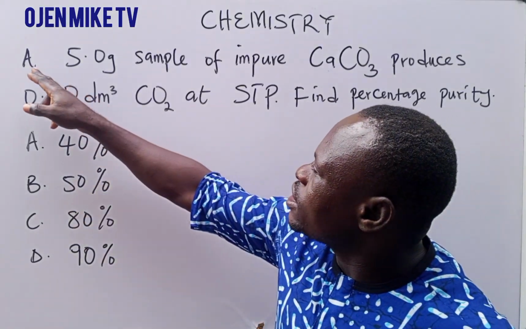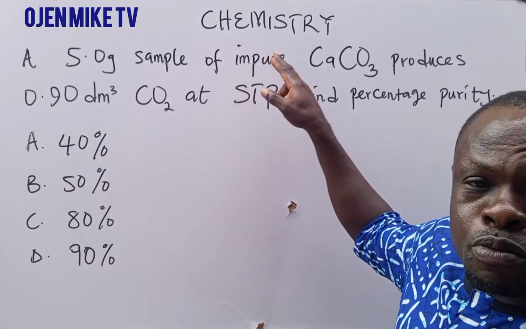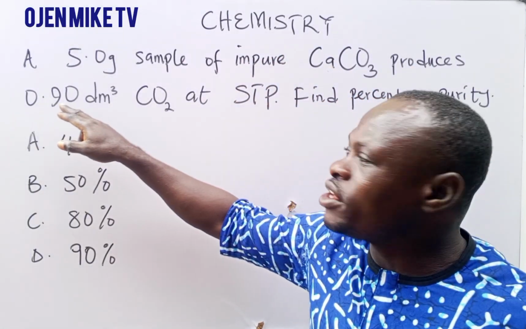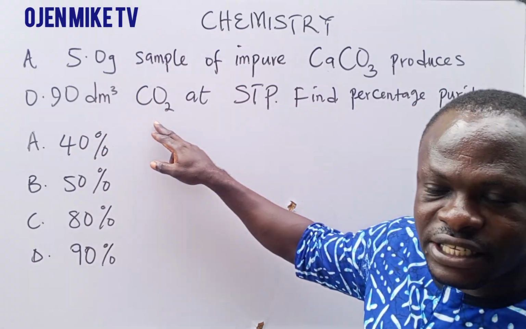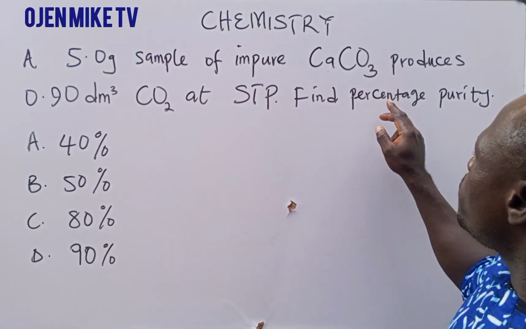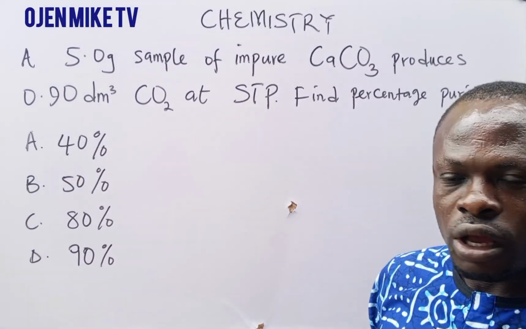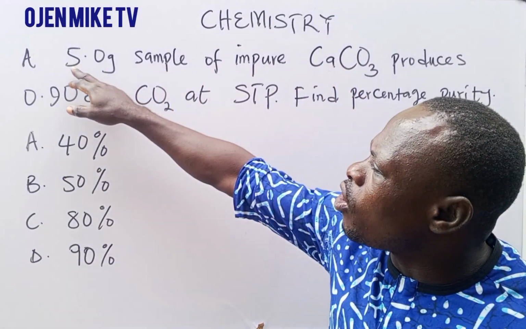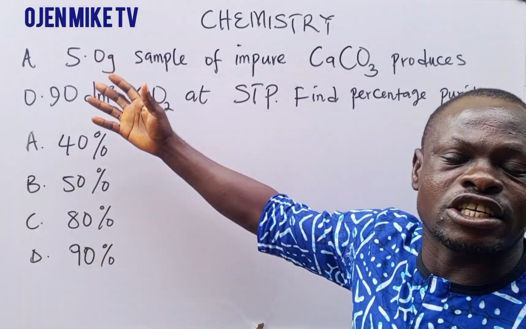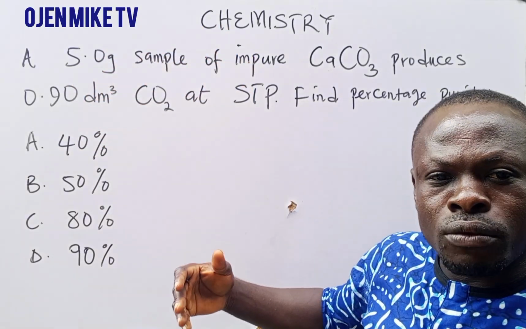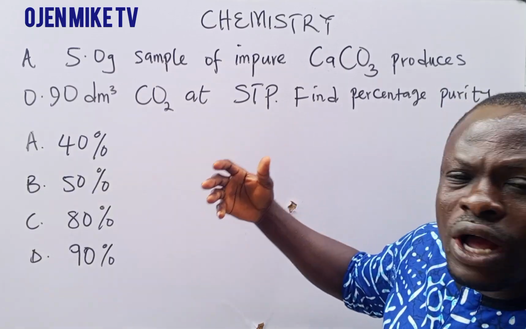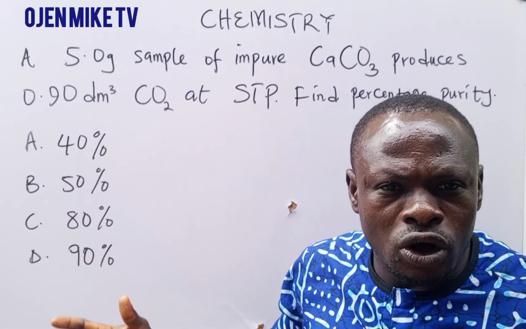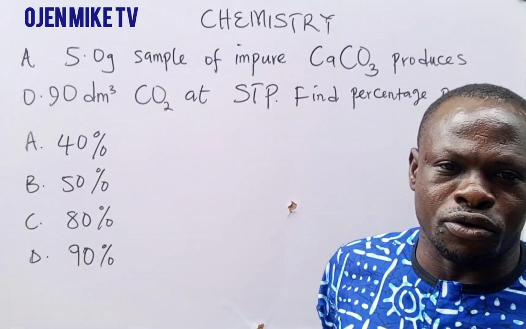This question asks: a 5.0 gram sample of impure calcium carbonate produces 0.90 dm³ of carbon dioxide at STP. Find the percentage purity. Now, this calcium carbonate has a mass of 5 grams that is not pure. Firstly, we are going to look at the mass of this calcium carbonate that is pure, then we'll use it to calculate our percentage of purity.